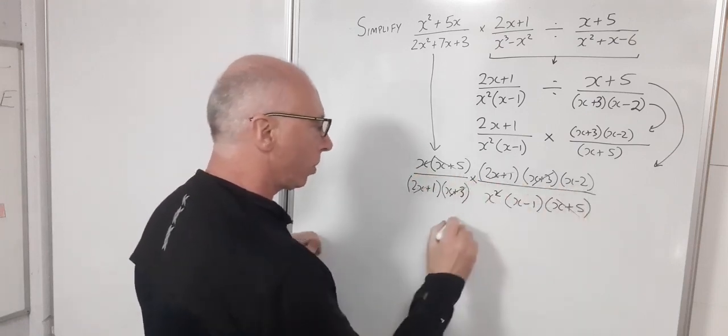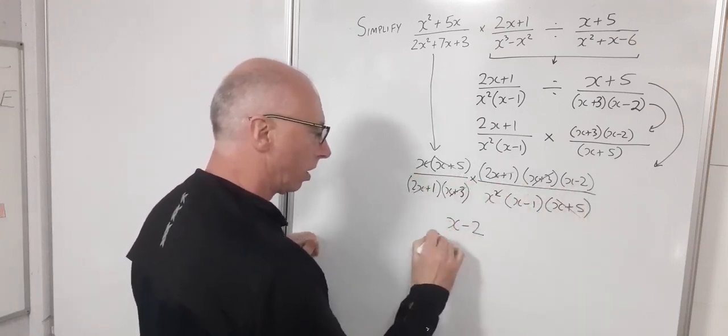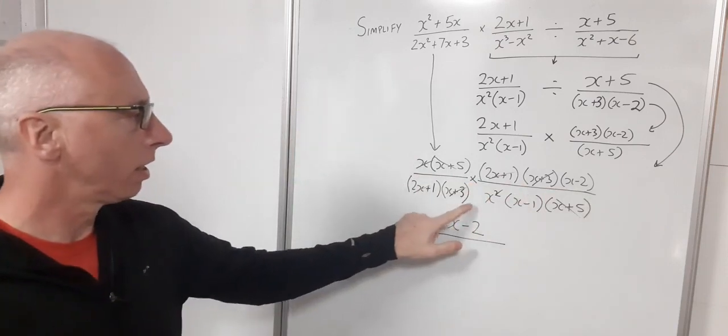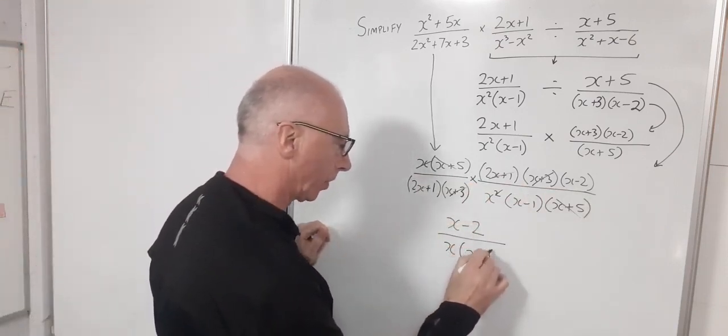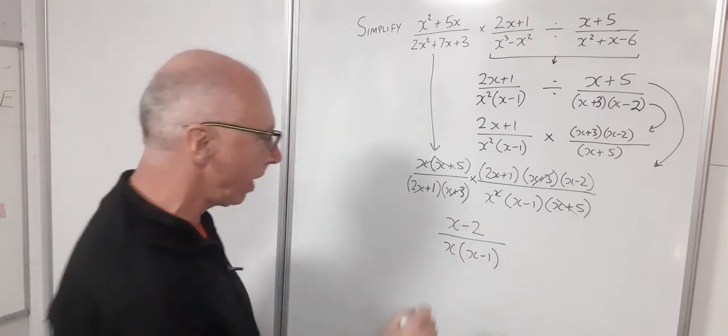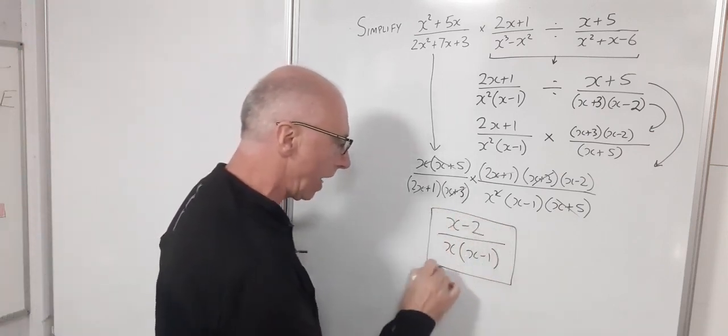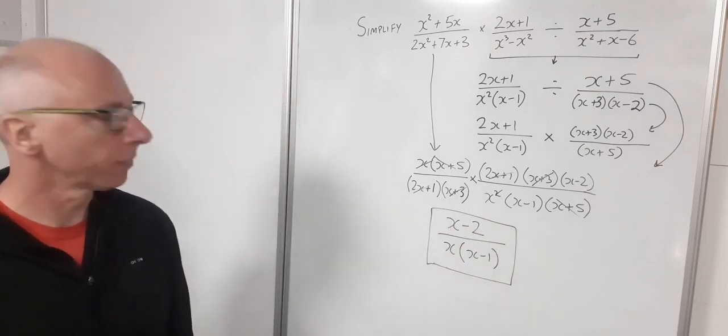So that's a load of simplification I can take care of there. So my numerator, I've just got x minus 2, and my denominator, just left with an x and an x minus 1. That will be my answer. So after all that, I'm just left with that term there. Okay.